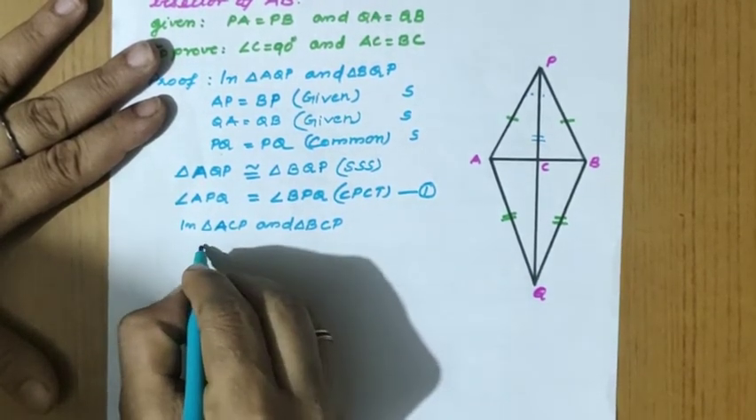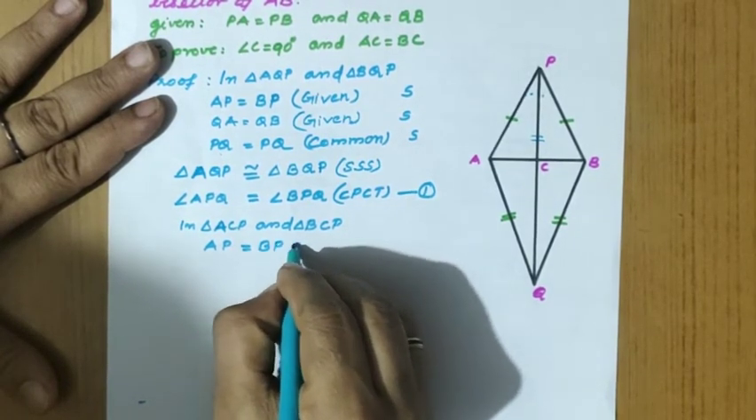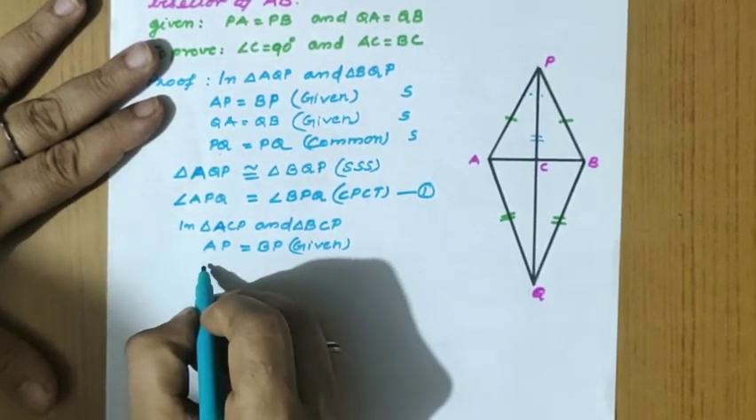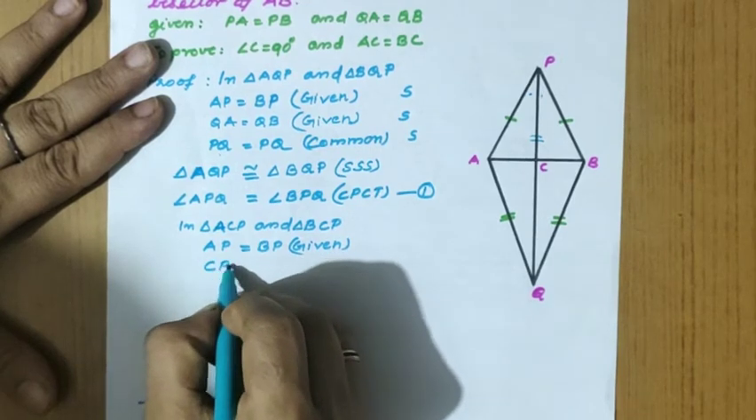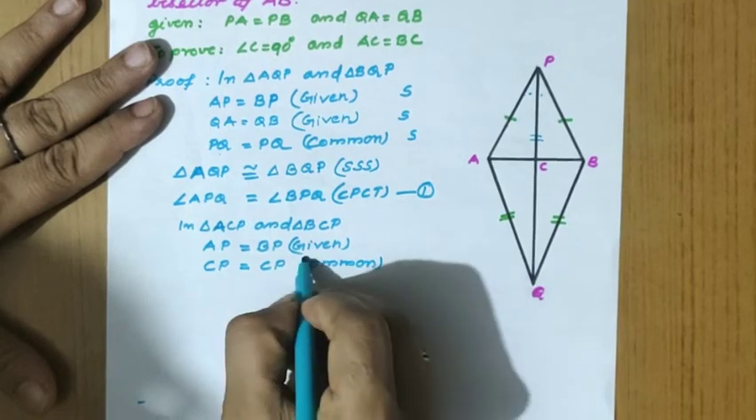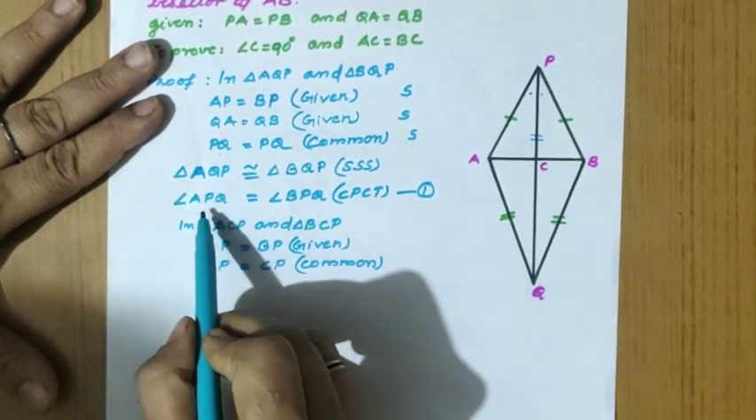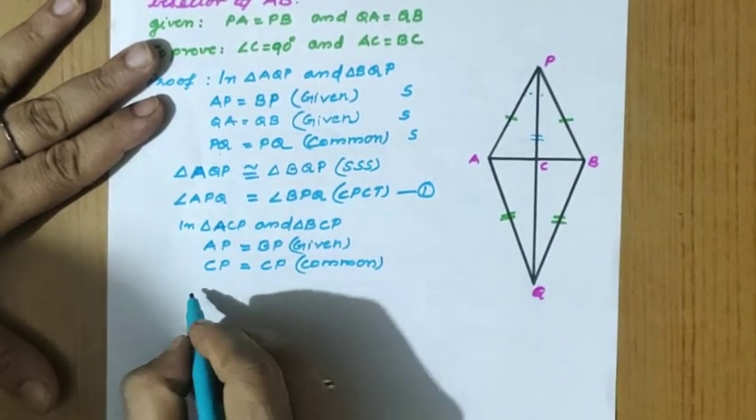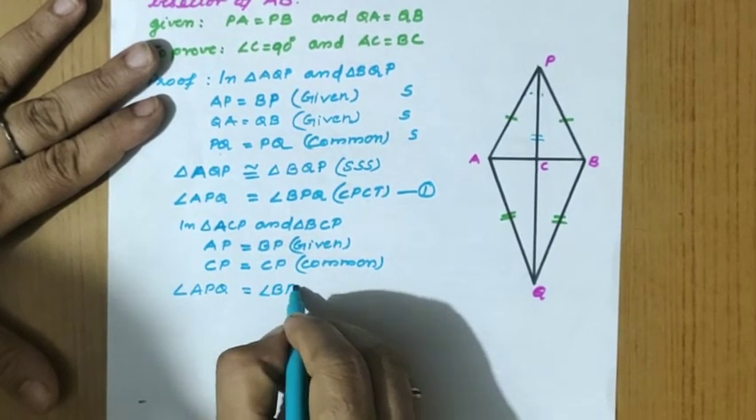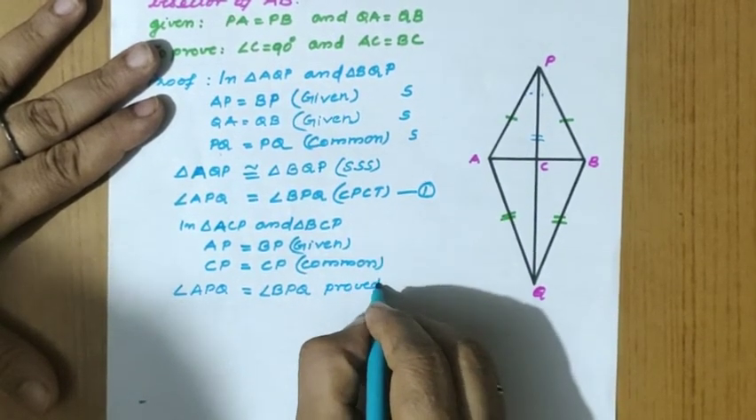I'll write now. So AP we have already marked. AP equal to BP, it is given, right? What is the next common side? CP equal to CP, common, right? Now what is left here? We need the included angle. So the included angle we got in CPCT. So I'll write here angle APQ equal to angle BPQ, using 1, or we can write proved in 1.